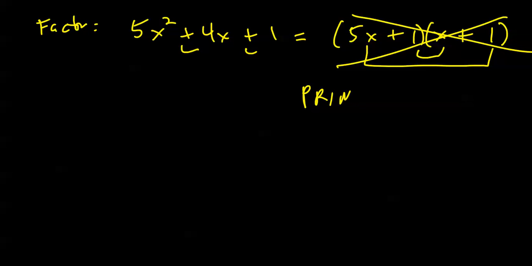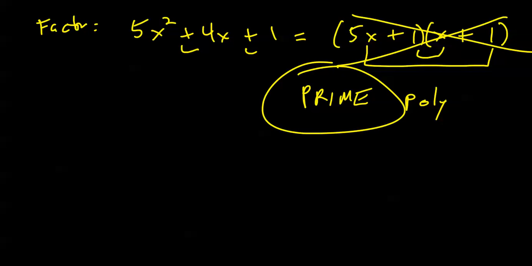In this case, I call this a prime polynomial. It cannot factor, or I would just say the answer is prime. I think our author would call this polynomial prime. Cannot be factored as a product of two binomials. And some polynomials are prime, just like some numbers are prime.